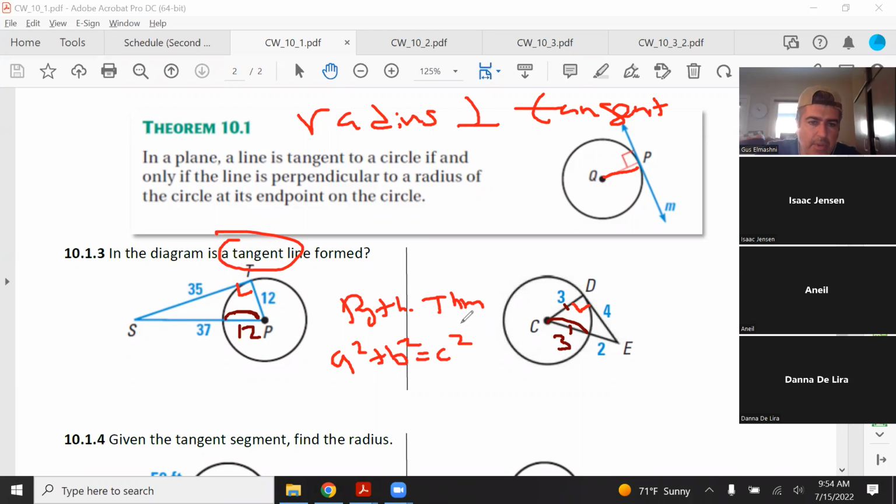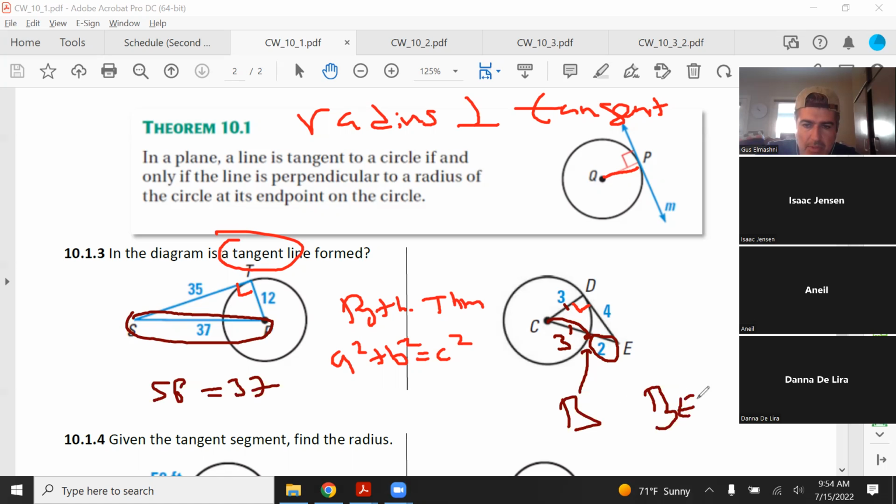Now, this part's a little weird. The 37, I'm guessing the 37 is actually all of SP, and only this exterior part is 2. I'm guessing that's 2, but this whole thing here is 37. They should have just told us, hey, SP is 37. And they should have put a different letter here, like say B, and said BE is 2. So you may want to annotate your notes so it's not too confusing. We could say BE is 2, and we could say SP is 37.